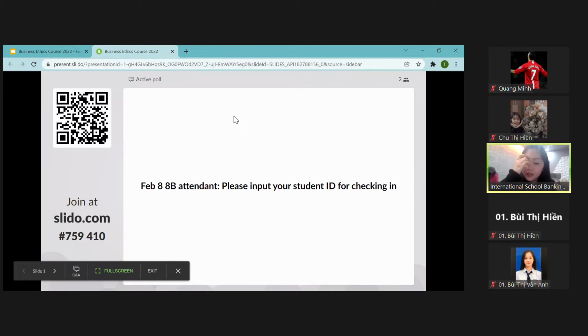The second way, if you don't have a cell phone, or you don't have a camera, you can just open a new tab on your Safari or whatever web browser, and then you go to the link slido.com right here, and then you enter the pin right here, and it's also going to direct you to the box for you to enter your student ID for checking in. So I will give you maybe 2 minutes to complete your check-in for today's lesson.